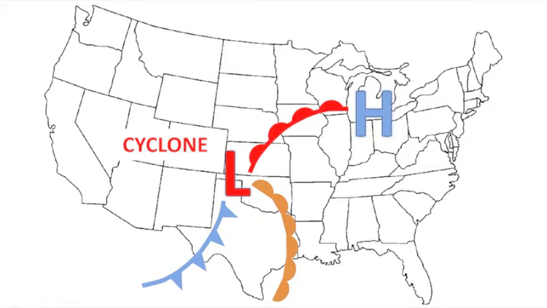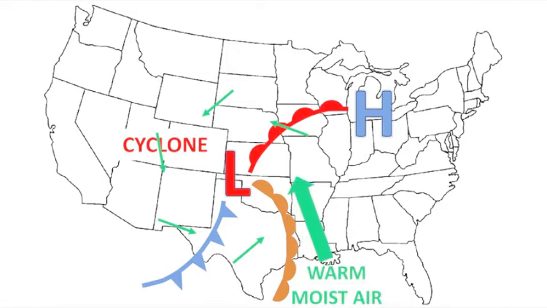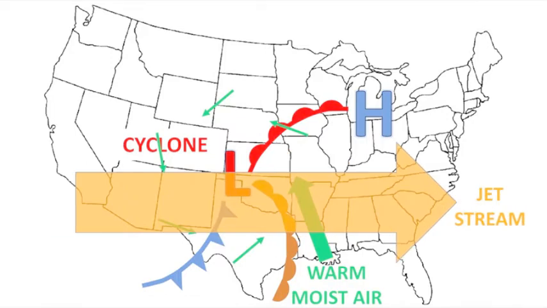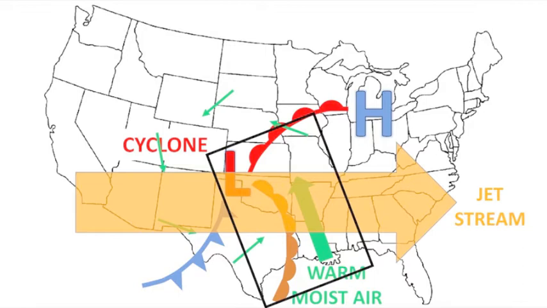Now remember, when you have a cyclone in the US, near the ground the winds swirl into it counterclockwise, like that. So here, we've got winds like this bringing warm, moist air up from the Gulf of Mexico. Now that warm, moist air is fuel for thunderstorms. Now farther up, miles above the ground, way, way up, you'll often have strong winds blowing out of the west, called the jet stream. So you see the area in this box where it looks like everything is going on? Let's take a closer look inside that box.